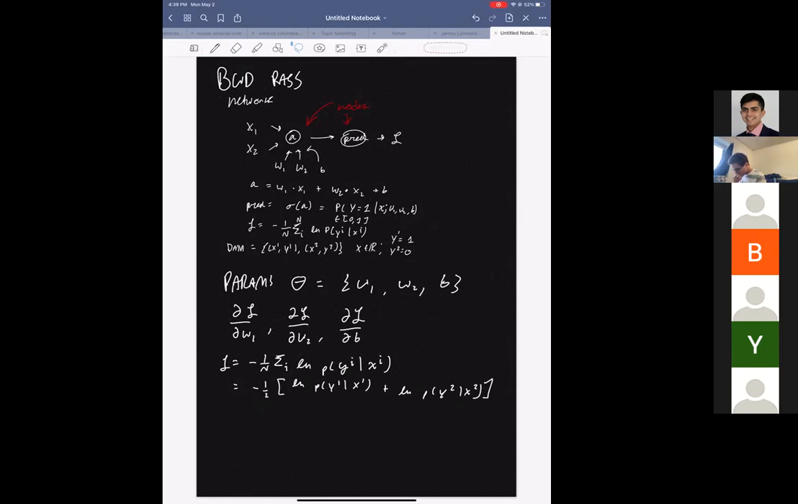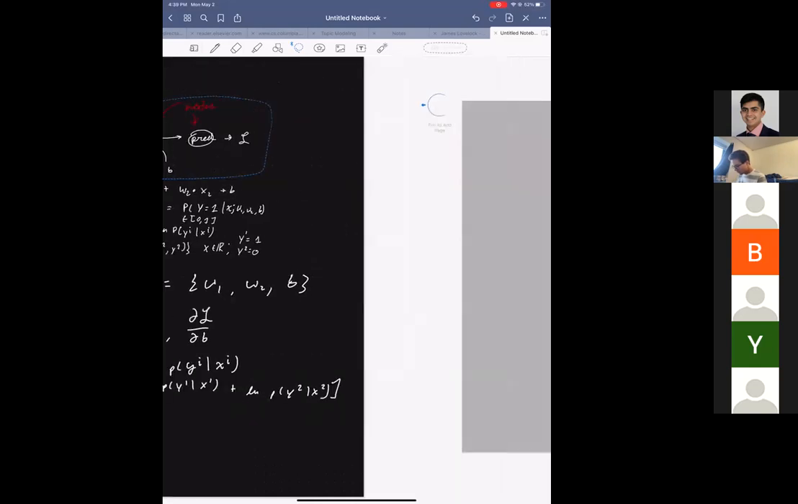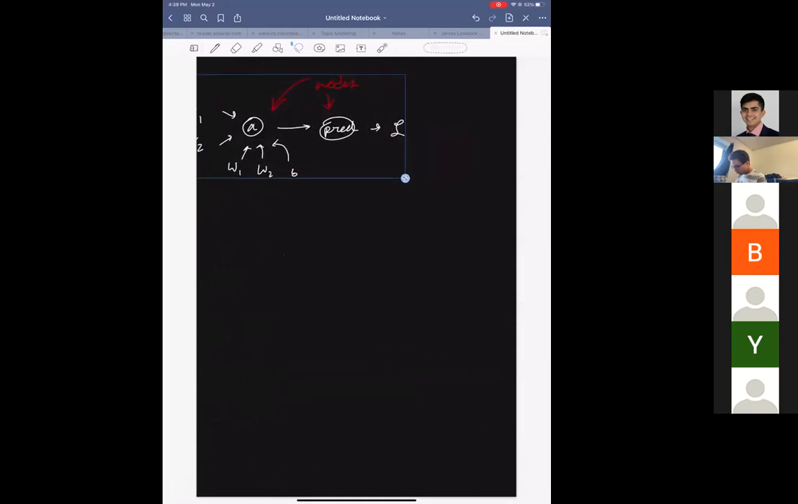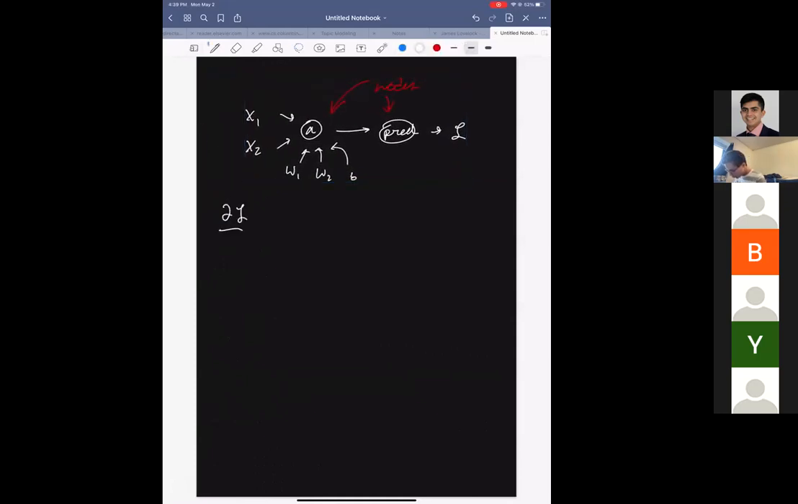I don't have much space. Let me just copy. So I have the derivative of the loss. I'm going to just do weight 1, because all the examples are going to be the same as W1, just with different variables. So first we want the derivative of the loss with respect to weight 1. What is the loss really?